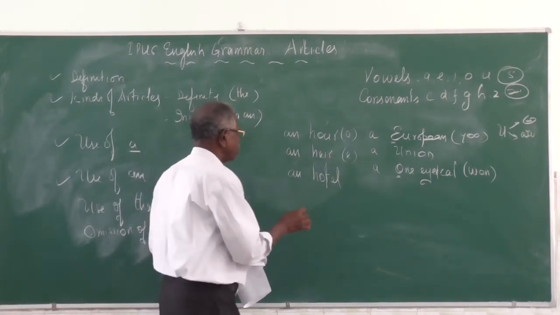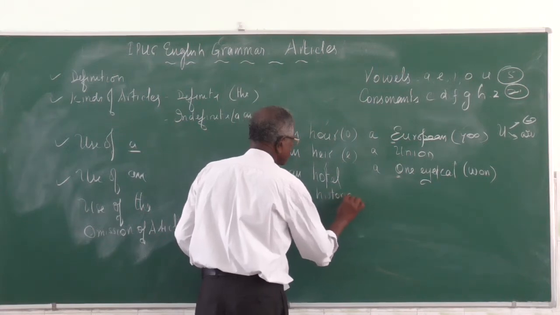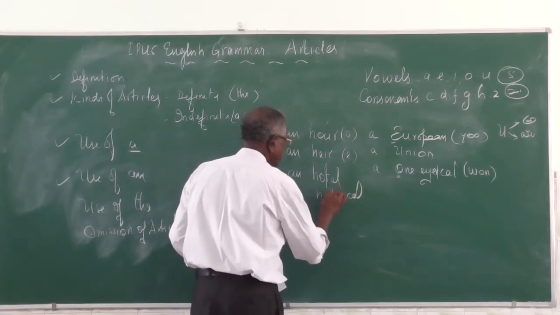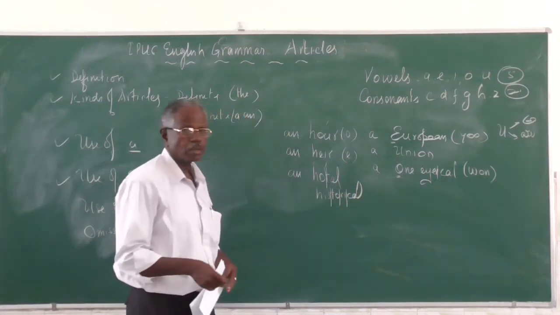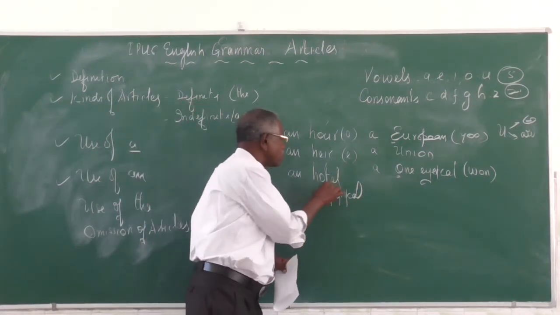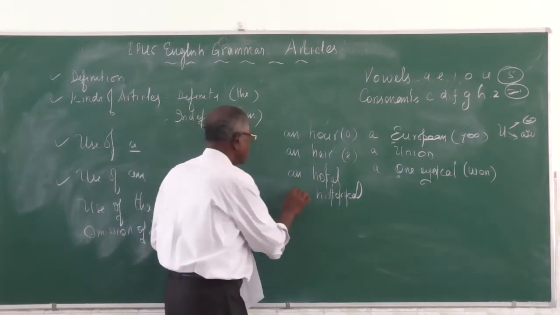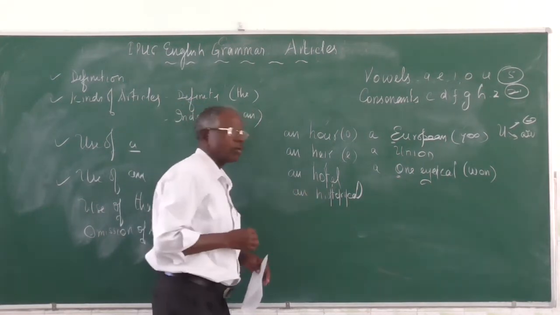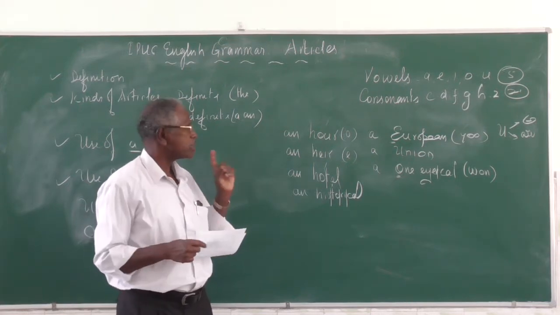One more example I gave: historical. It has 4 syllables, and stress is on the second syllable. That is why we say an historical place. Tiruthugar is an historical place. So there are 3 rules here.